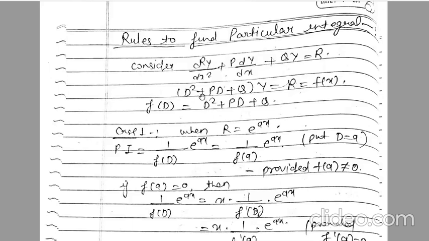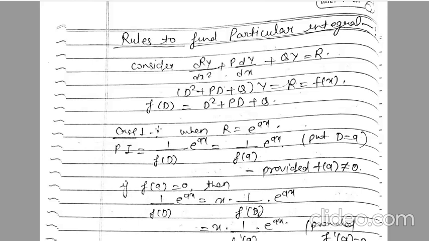So we can write it as (D square plus pD plus q) of y is equal to r, which is f(x). Now we can see here f(D), the function of D. The function of D is only D square plus pD plus q. This is the function of D, so we can write it as f(D).